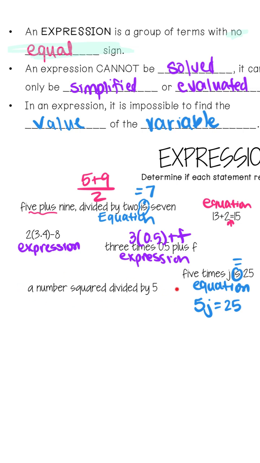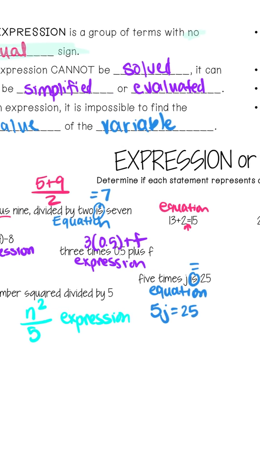Okay, a number squared divided by 5. Well, let's think about this. A number squared. So if it doesn't tell you the number, you use a variable. So let's just say n for number. A number squared, remember squared is with the power of 2, divided by 5. Is there anything that means equal? Nope. So that is an expression. And this is an algebraic expression because it's got algebra, it's got letters in it.